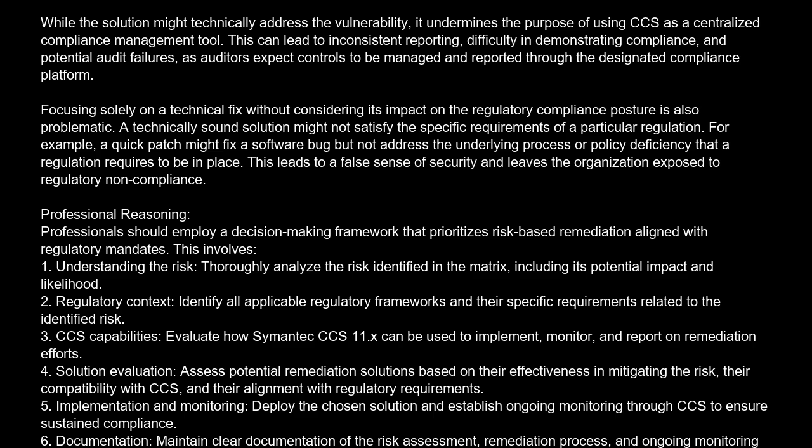4. Solution evaluation. Assess potential remediation solutions based on their effectiveness in mitigating the risk, their compatibility with CCS, and their alignment with regulatory requirements. 5. Implementation and monitoring. Deploy the chosen solution and establish ongoing monitoring through CCS to ensure sustained compliance. 6. Documentation. Maintain clear documentation of the risk assessment, remediation process, and ongoing monitoring for audit purposes.